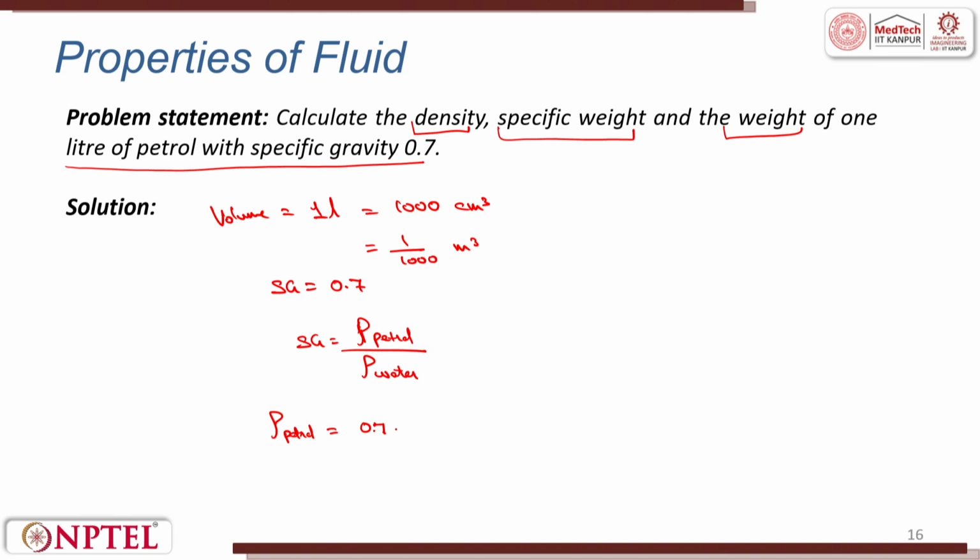0.7 into density of water. To put the value of density of water, this is 0.7 into 1000. The density turns out to be 700 kilograms per meter cube. This is the first part. The second part they asked about is specific weight.